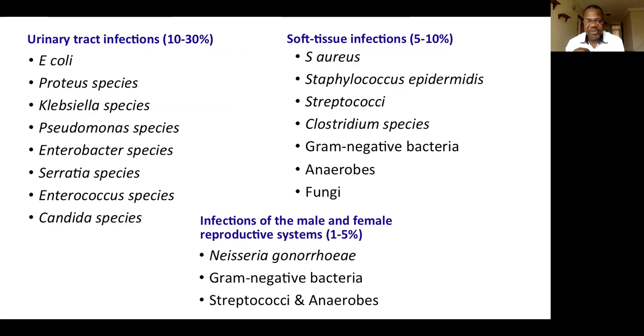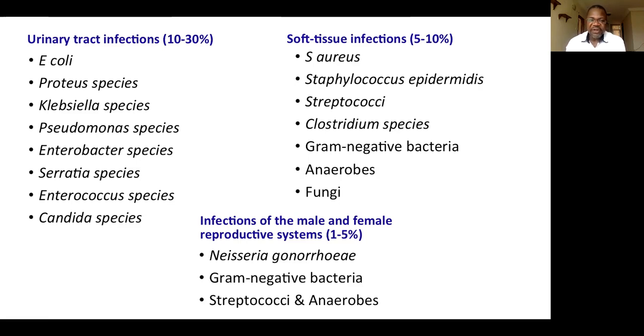Then you can also suspect urinary tract infection, and the commonest causes can be E. coli, Proteus species, and Klebsiella. If the patient is catheterized, you can think of other causes like Pseudomonas, Enterobacter, Serratia, Enterococcus, and even Candida species. You can also suspect soft tissue infection, especially in patients who come out of theater a few days earlier. The commonest causative pathogen can be Staphylococcus aureus, and anaerobic bacteria can also cause that.